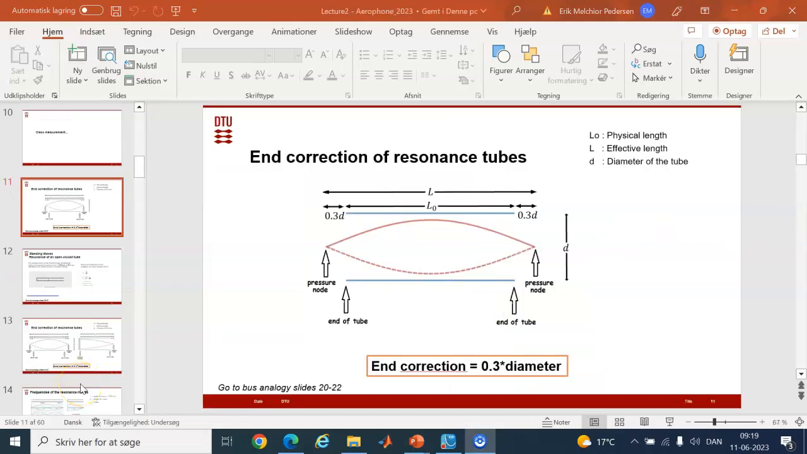We remember for the aerophones, the end correction of resonant tubes that are open. The pressure nodes are at the two ends, where the pressure is 0. Here, pressure goes like this, and then it reflects back like this. The blue one is the physical length, L0, and L is the effective length, and we have the end corrections, 0.3 times the diameter, as we had before.